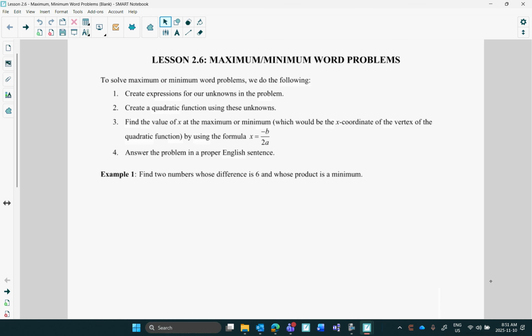Okay, so the previous problem we did in lesson 2.5, you were given the quadratic functions. You have to make them before, and really what you're doing is you're finding the vertex. Okay?